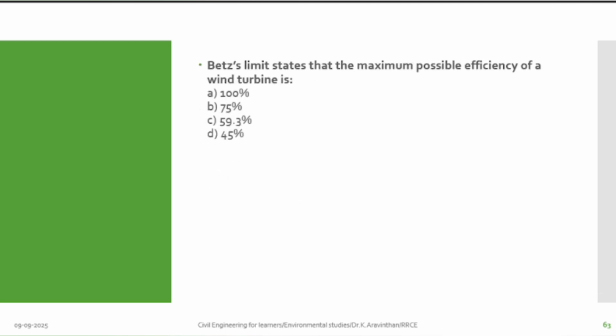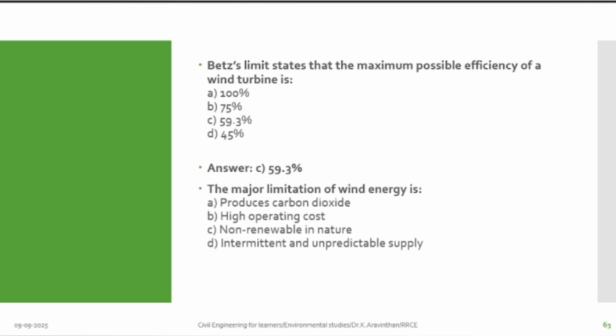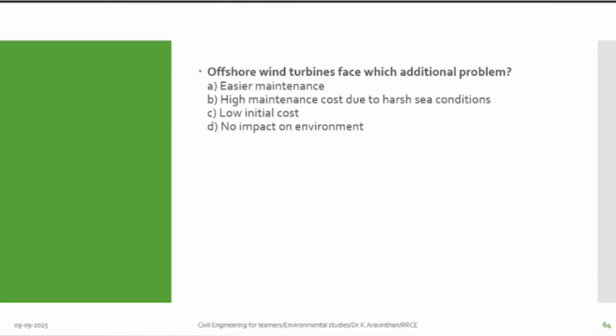Betz limit states that maximum possible efficiency of a wind turbine is how much? Option C is what? 59.3. The major limitation of wind energy is D. D is called intermittent and unpredictable supply.